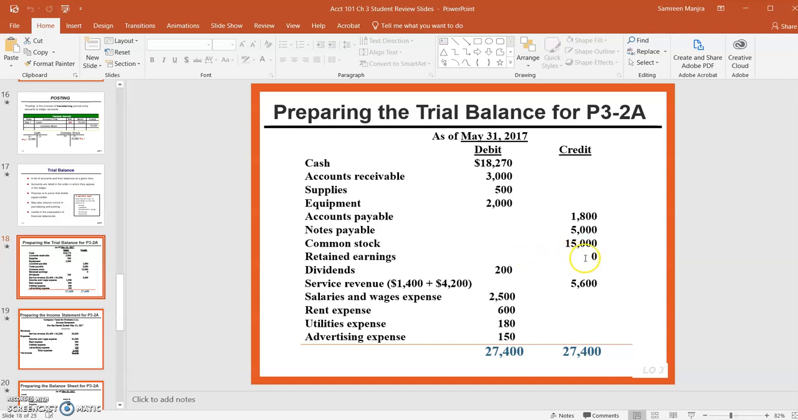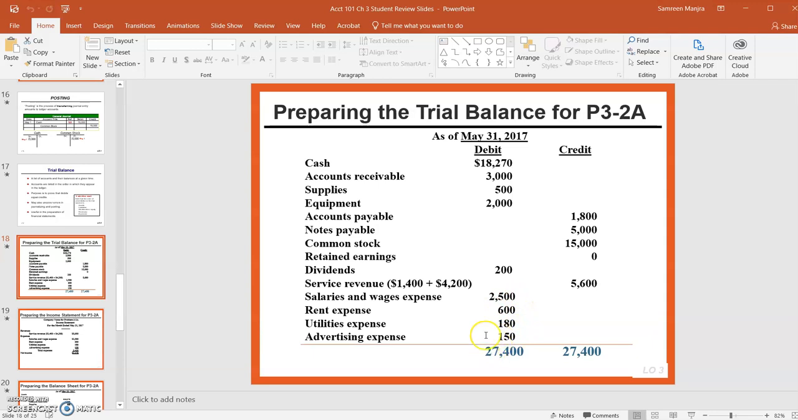Our retained earnings at the beginning of the period is going to be 0. As we go through the accounting cycle, we update this retained earnings statement at the end of the accounting cycle. We also note that dividends is going to have a debit, whereas revenues are going to have a credit because they increase the retained earnings, which increase equity. And then you see all of your expenses. They all have a debit balance.